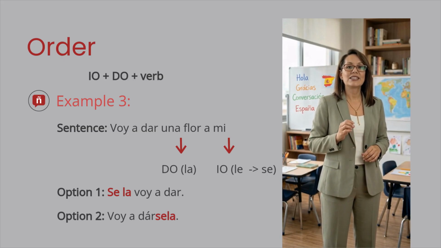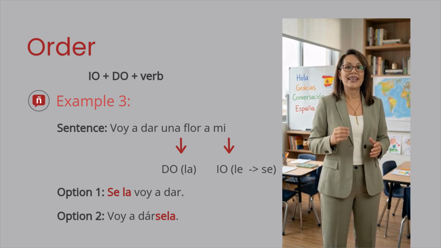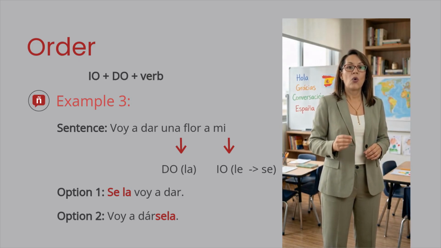When a sentence has two verbs, like in example 3, voy a dar una flor a mi madre, you have two choices. Place both pronouns before the conjugated verb, that will be se la voy a dar, or attach them to the end of the infinitive verb to form a single word, voy a dársela.